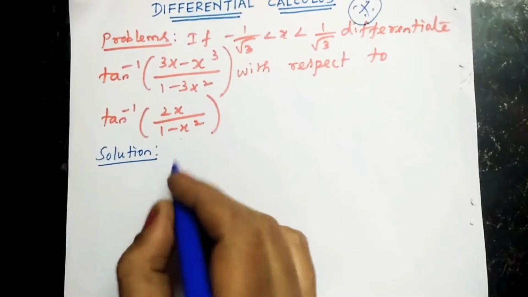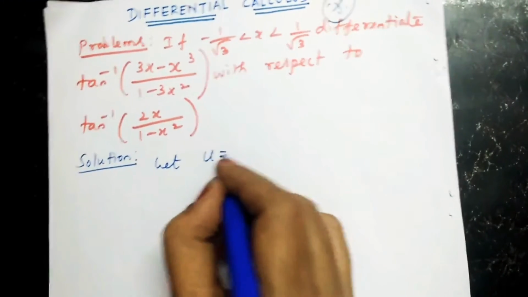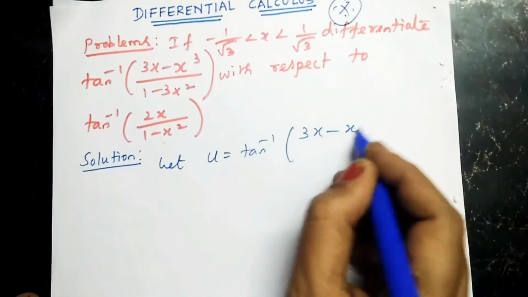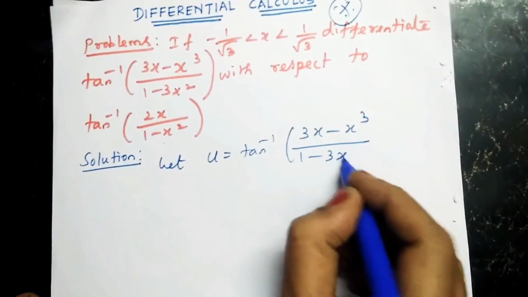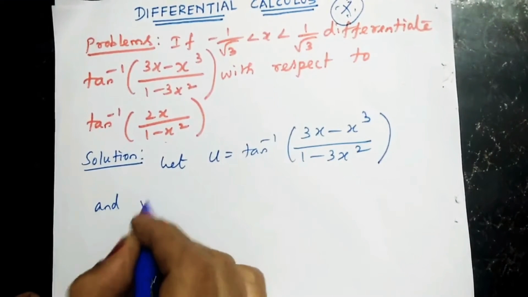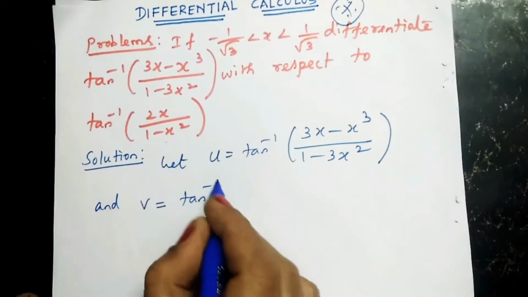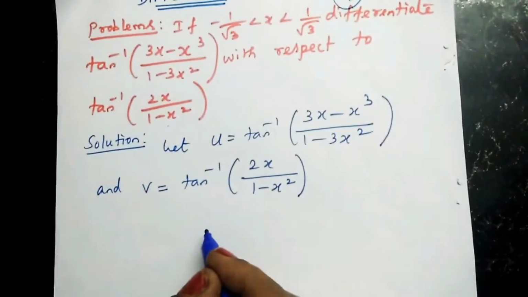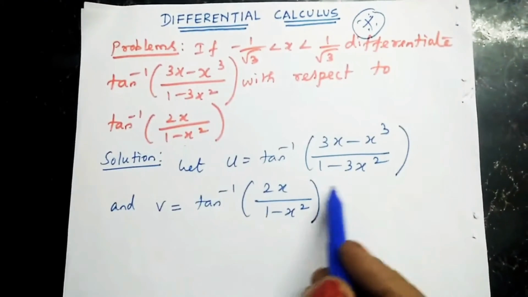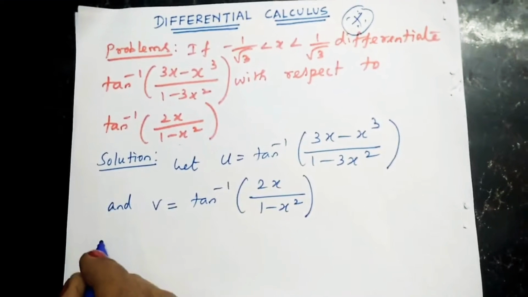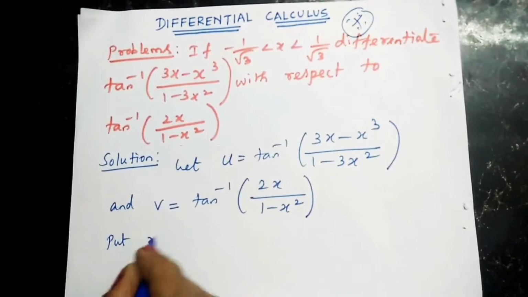Solution. Let u be equal to the first function, tan inverse of (3x minus x cube) divided by (1 minus 3x square). This is u. Consider v equal to the second term, tan inverse of 2x by (1 minus x square). For trigonometry, in the tan inverse of 3x minus x cube by 1 minus 3x square question, in this x place, just substitute. Put x is equal to tan theta.